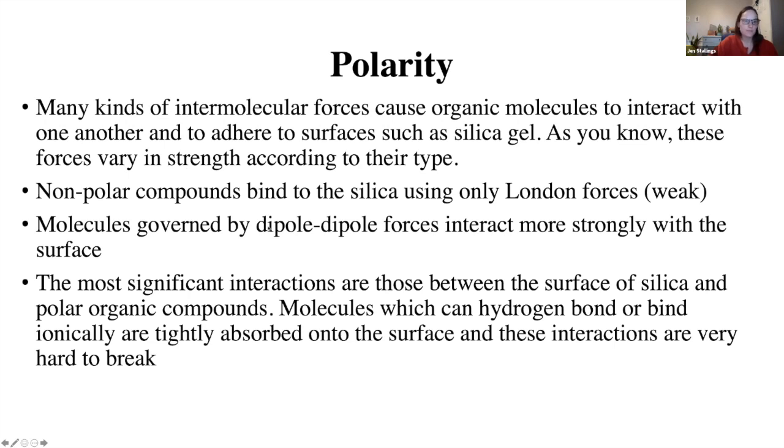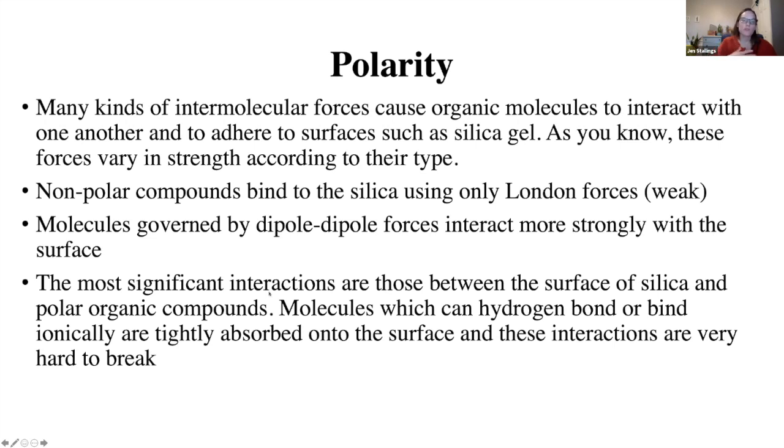Then we have dipole-dipole forces. Those interact a little bit more strongly. They're kind of in the middle. They're not strong and not weak. They fall in the middle, but they're stronger than London.